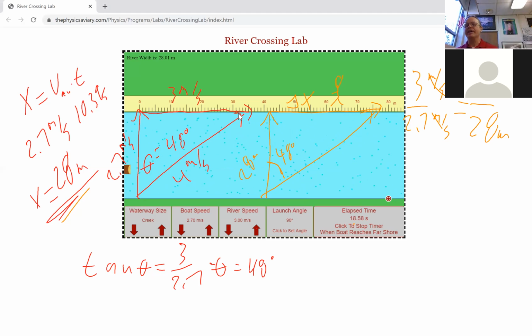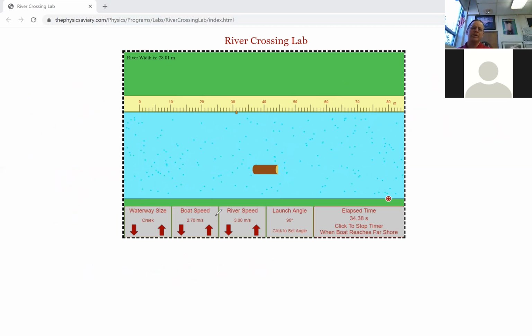So that's what you guys are doing today. Now, before I turn off the recording, let me clear all drawings. So the next couple problems, you change the boat speed or the river speed and you do the same thing. The last problem is you got to get straight across.